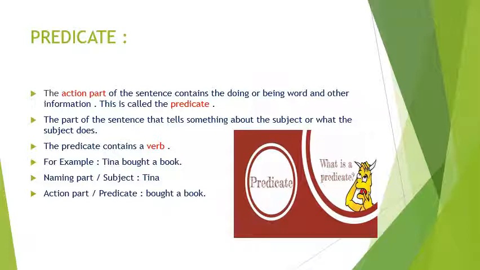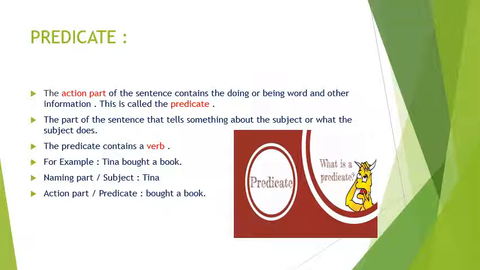Predicate. What is predicate? The action part of the sentence contains the doing or being word or other information. This is called the predicate. The part of the sentence that tells something about the subject or what the subject does. Means the main thing is the subject and all information about the subject is the predicate. Means predicate makes you clear what the subject is doing. The predicate always contains a verb.